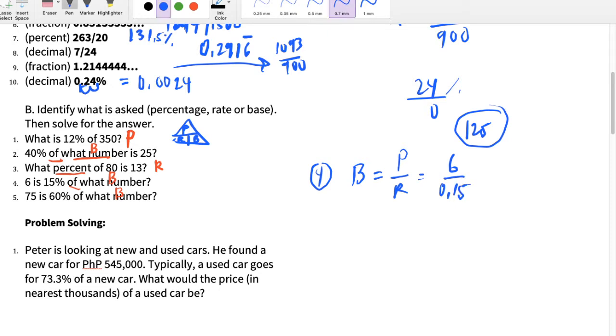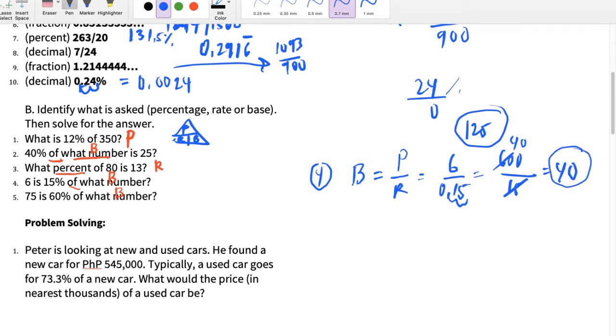Okay? So, yung technique ko dito, minumove ko ng decimal places. So, this would become 600. Multiply lang yung numerator and denominator by 100 to over 15. Itong 60 mo is divisible by 15, right? So, this would become, ilang 15 meron sa 60? 4, 0, 40. So, the answer here is base is equal to 40.